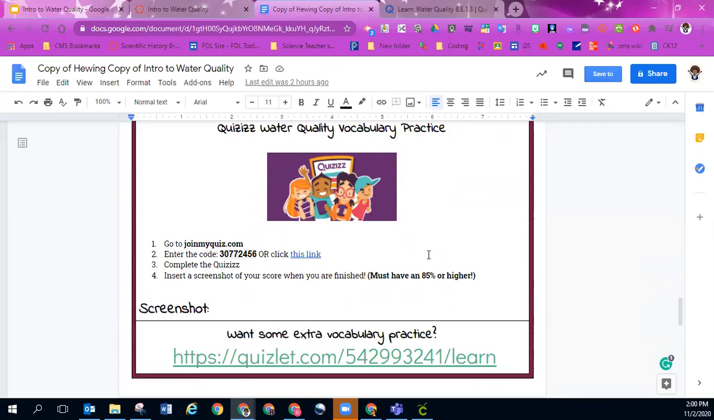You're going to play and complete the quizzes. You're going to insert a screenshot right here. Once you're finished, your screenshot should have an 85% or higher. It should not be anything less than 85%. If you try it the first time and you don't get 85%, play it again. But your screenshot should have a percentage of more than 85%.